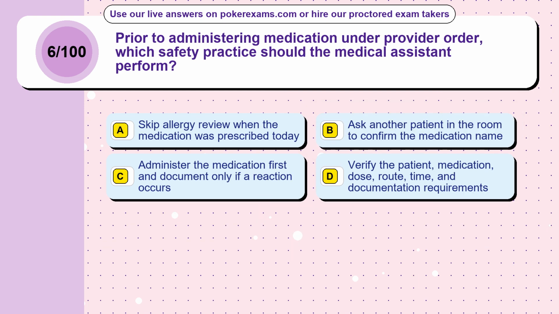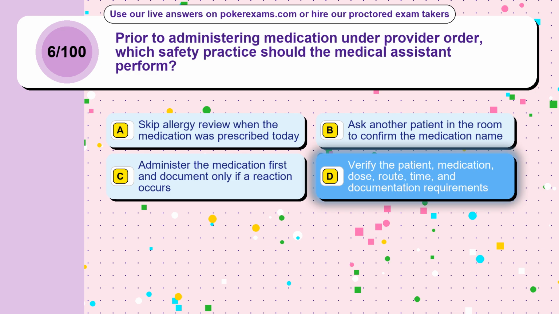Question 6. Prior to administering medication under provider order, which safety practice should the medical assistant perform? Option A. Skip allergy review when the medication was prescribed today. Option B. Ask another patient in the room to confirm the medication name. Option C. Administer the medication first and document only if a reaction occurs. Option D. Verify the patient, medication, dose, route, time, and documentation requirements. The correct answer is option D.